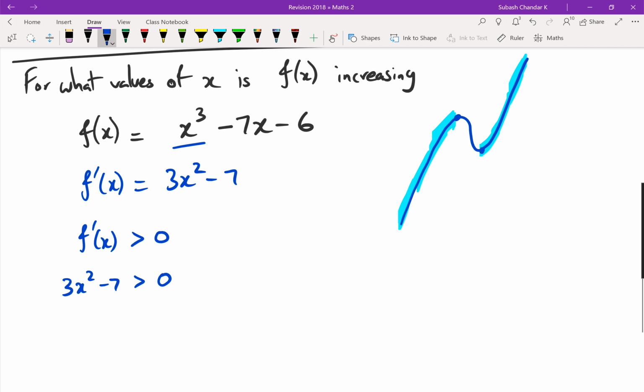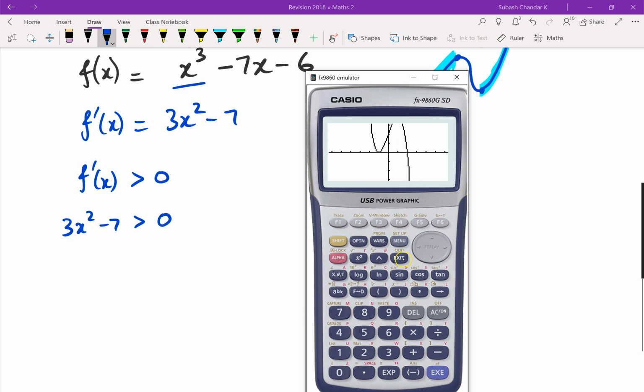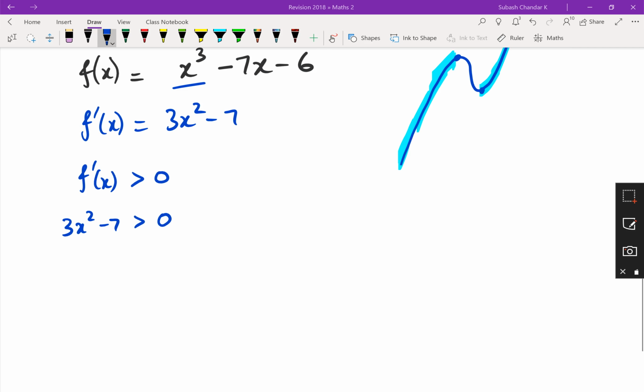There's a little bit of a cheating way of doing this as well. The cheating way is, instead of doing this whole business, I basically do this. Because 3x squared minus 7, it's a parabola, right? And you're trying to figure out at what point it's greater than 0. So what you can do is go to your graphics calculator and just type that equation in. So 3x squared minus 7, and then click on draw. So now you're looking for... let me see if this is going to work. Yes, it is going to work.